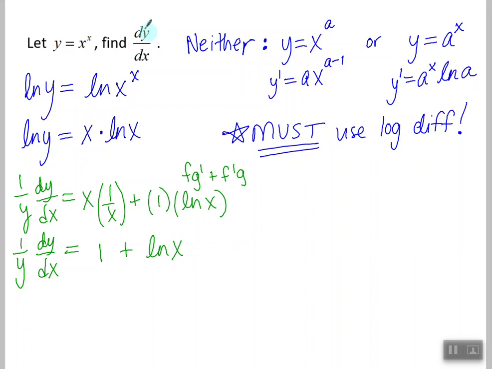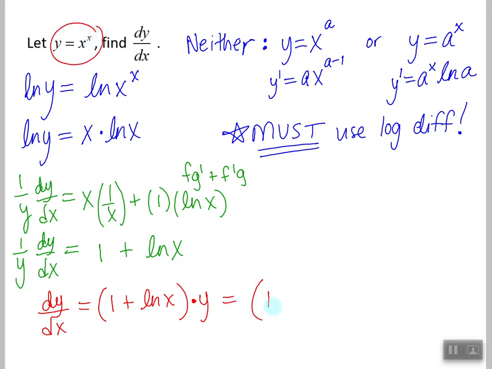Now remember, my goal is to find dy/dx. So finally, I want to get rid of the 1 over y. I multiply both sides by y. So dy/dx equals 1 plus natural log of x times y. But remember, I know what y is in terms of x. So a better answer is going to be 1 plus natural log of x times x to the x. And now I have my derivative in terms of x. Thanks for watching.